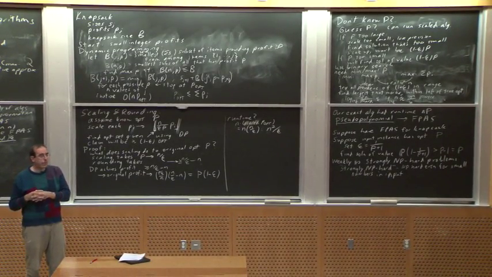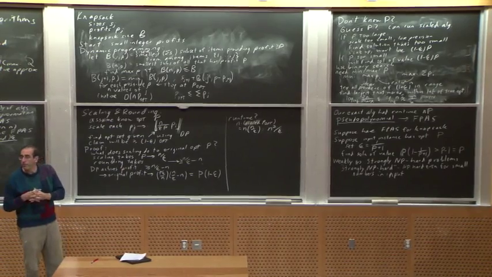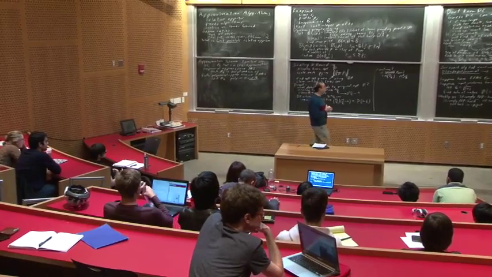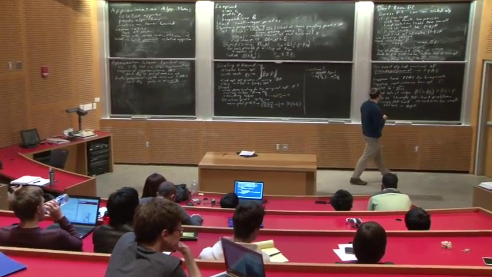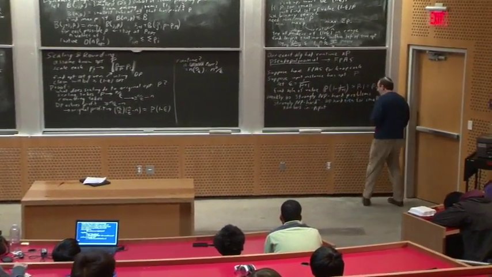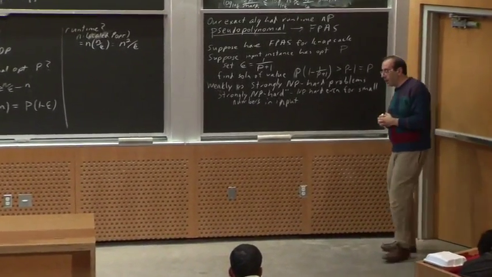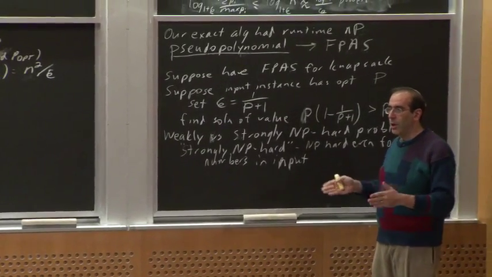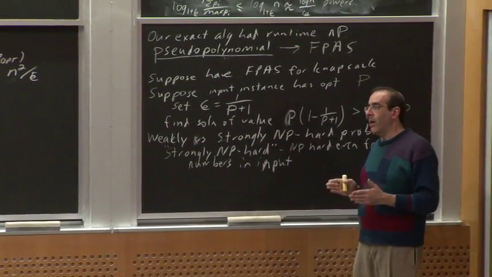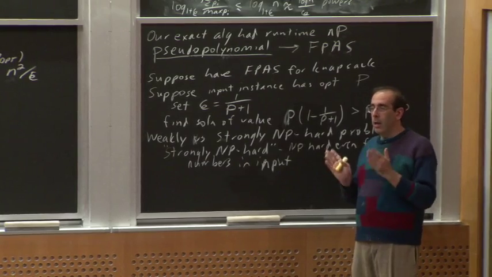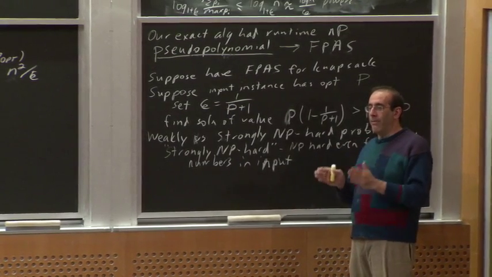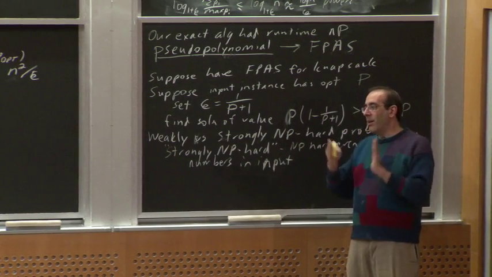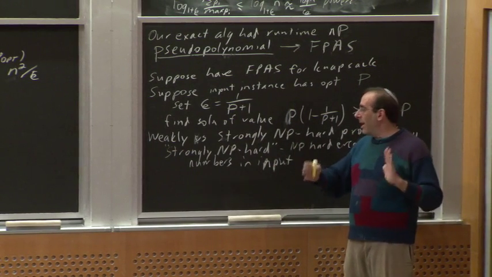Okay? Questions? Yes? How small is small now? Can we consider not strongly? So the formal definition of strongly NP-hard is that it has to be NP-hard even when the numbers are written in unary. In other words, a number of value t takes t bits to write down. If it's NP-hard under that definition, then it's strongly NP-hard.